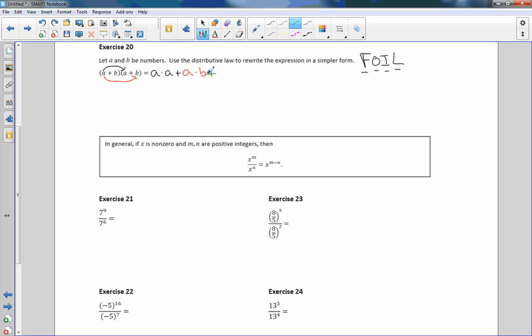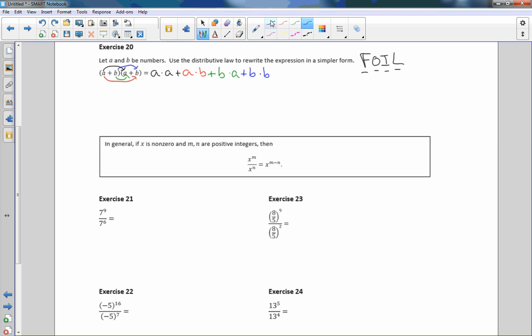Plus b times a. And that was my inner, my inside, to I, FOIL. And then L means last: b times b, the last one of this parentheses times the last one in this parentheses. So that's going to be plus b times b.